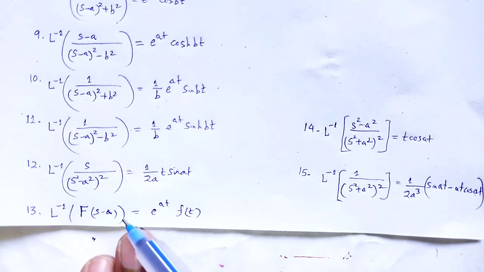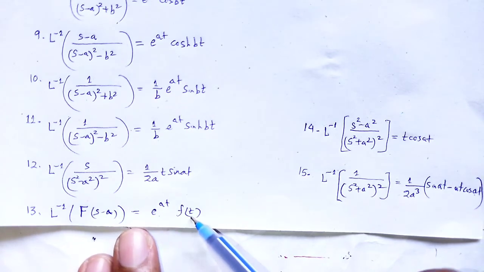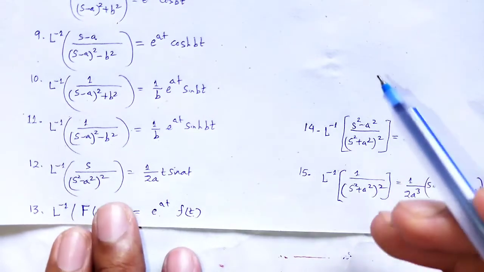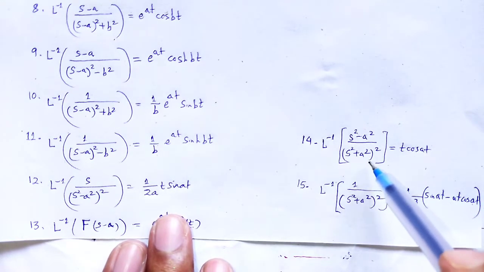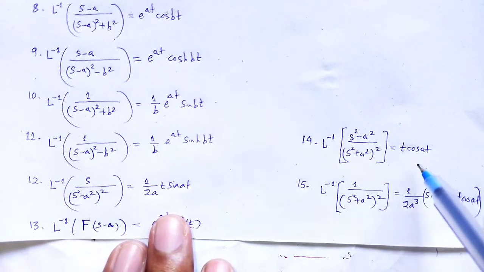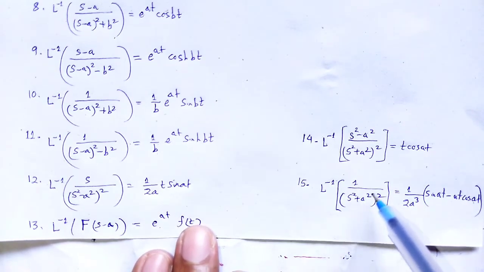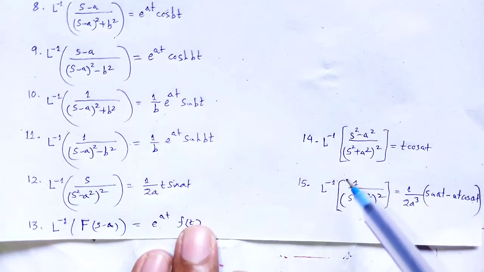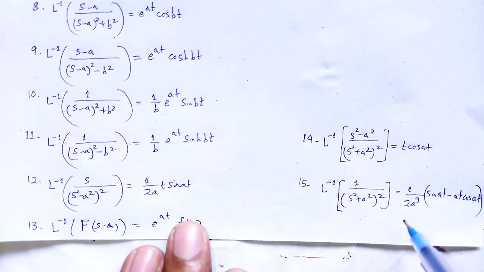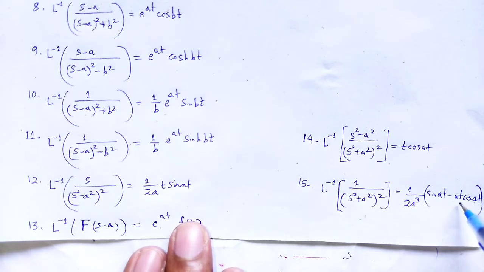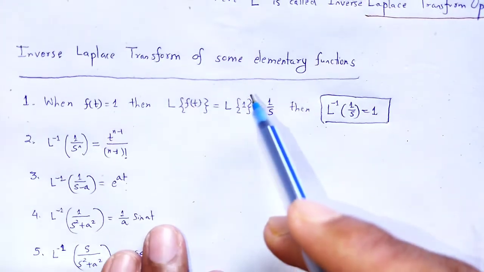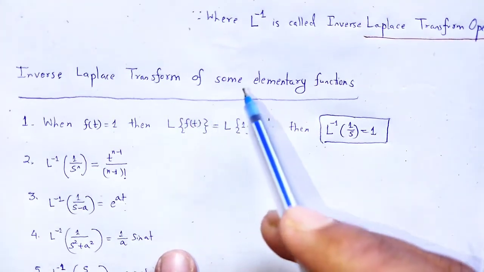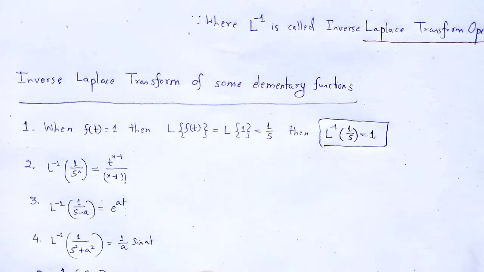and F of s minus a is equal to e to the power at f of t, its inverse Laplace transform. Similarly, (s square minus a square) divided by (s square plus a square) whole square has inverse Laplace transform t cos at, and 1 divided by (s square plus a square) whole square has inverse Laplace transform 1 divided by 2a cube times (sin at minus at cos at). These are some basics of inverse Laplace transform of some elementary functions.